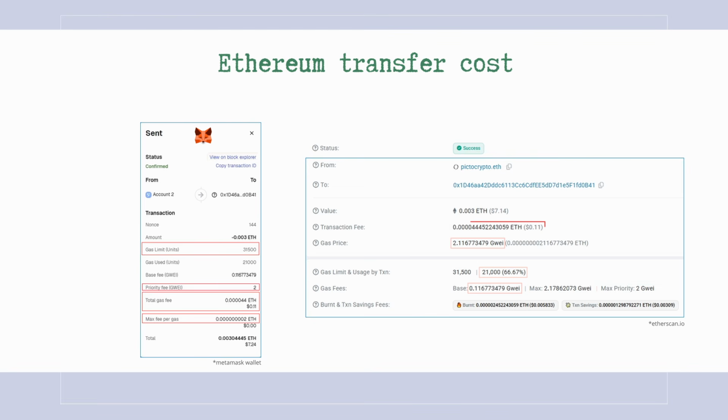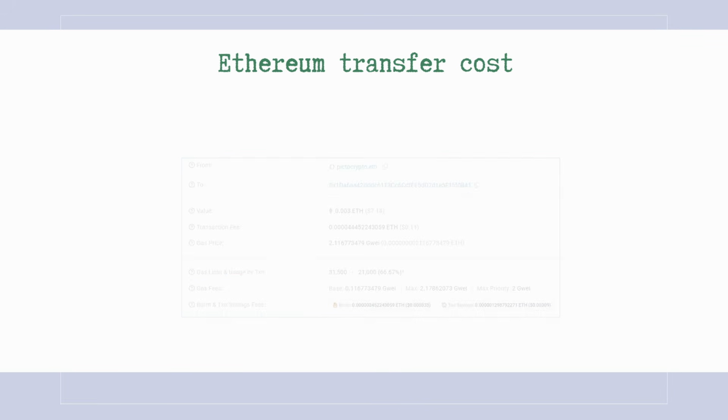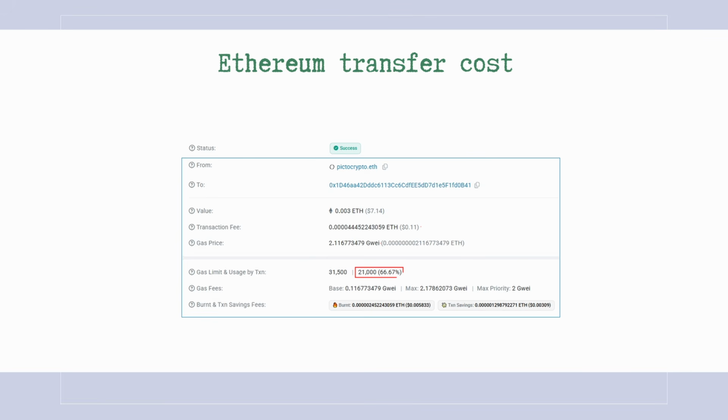After execution, the final fee is calculated. It depends on how much gas was used and the price at that moment. You never pay a fixed fee up front. You set limits. The final cost comes after. A simple ETH transfer uses 21,000 gas. More complex contract interactions use more.